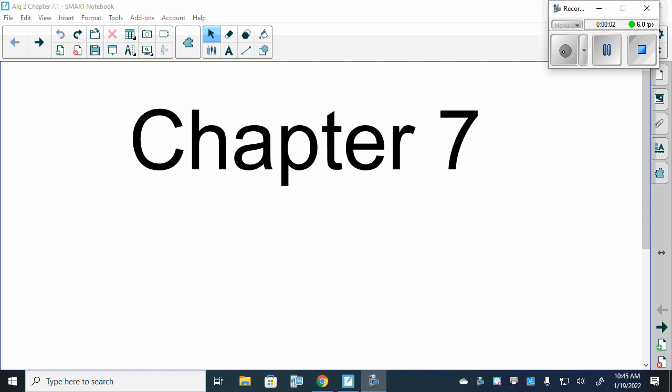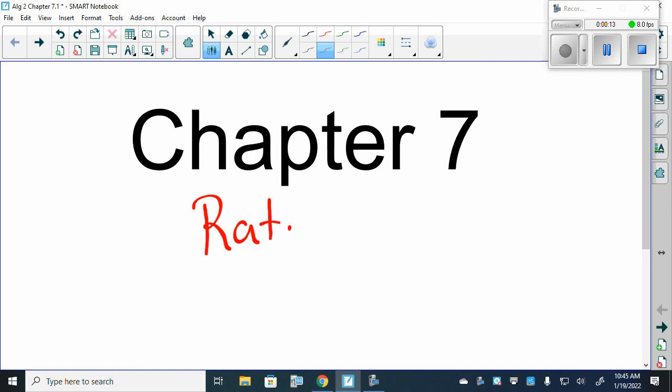Because what we're starting today is Chapter 7. Now, Chapter 7 is going to be starting our rational functions and expressions. When we talk about rational functions and expressions, we've talked about rational before, because we talked about rational numbers at the beginning of the year in August. A rational number is a number that can be written as a fraction. So 4/7 would be considered a rational number.